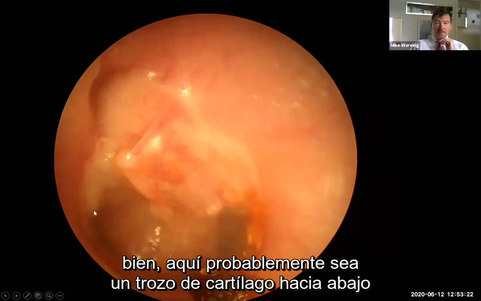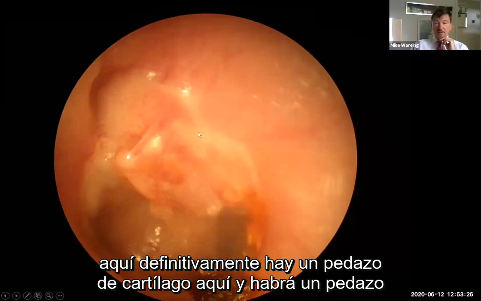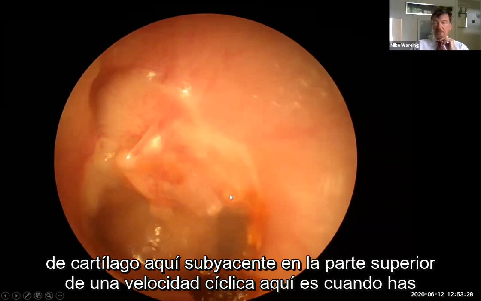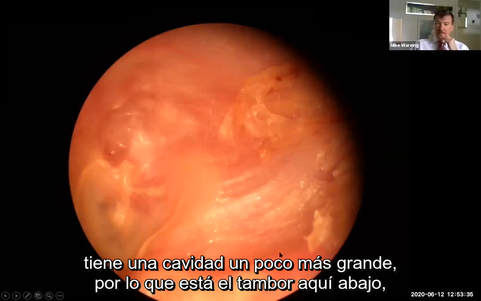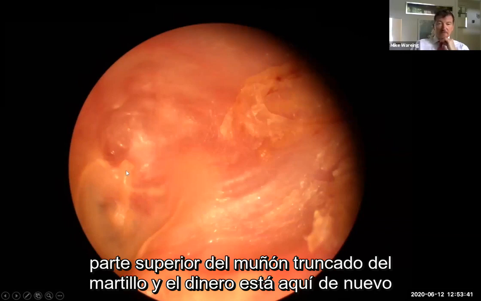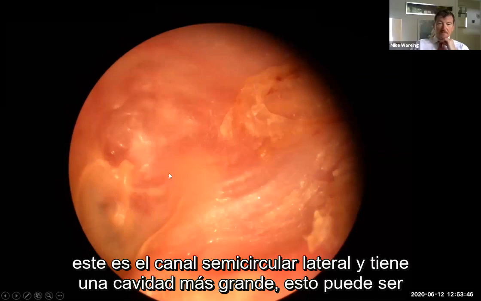Okay, so here, there's probably a piece of cartilage down here. There's definitely a piece of cartilage here, and there'll be a piece of cartilage here underlying on top of an ossiculoplasty. This is when you've got a bit of a bigger cavity, and so there's the drum down here. There's the top of the truncated stump of the malleus, and the malleus down here. Again, this is the lateral semicircular canal, and he's got a bigger cavity.